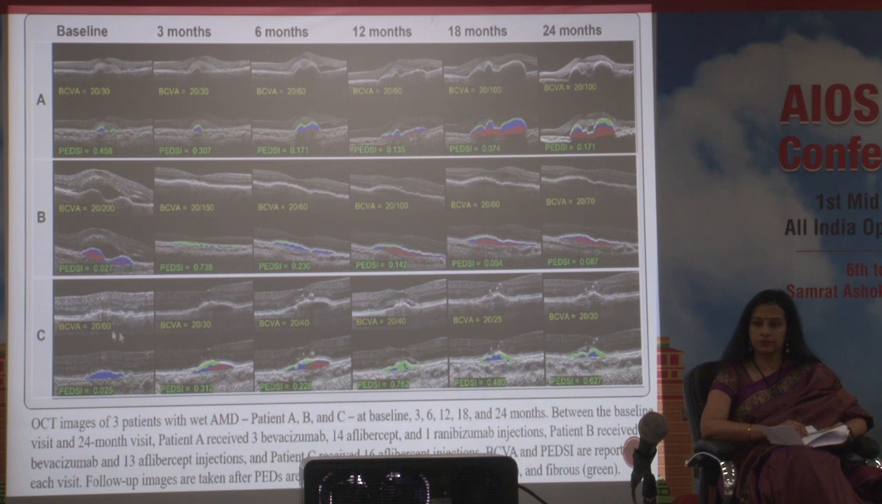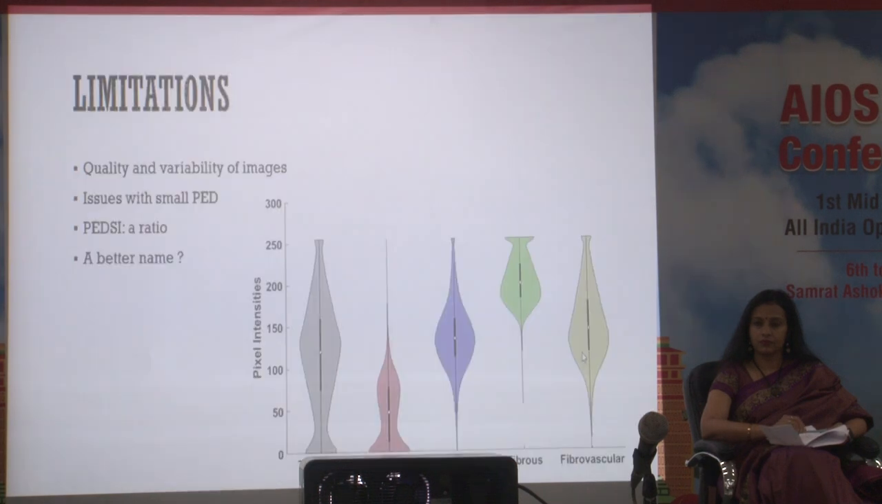Patient C, there was an improvement in vision, PET-C from 0.025, it increased to 0.627 in the green component shown in the figure C. There are severe limitations with the study. We also know that there are issues with the quality and the variability of OCT images. The algorithm basically used the pixel intensities to classify the PEDs into three components. So we see that there is a significant amount of overlap between the serous and the neovascular component.